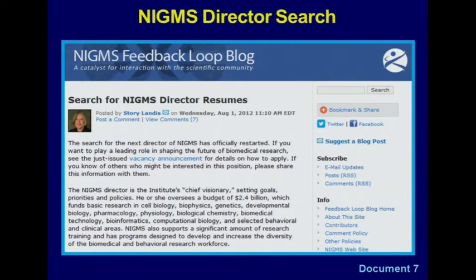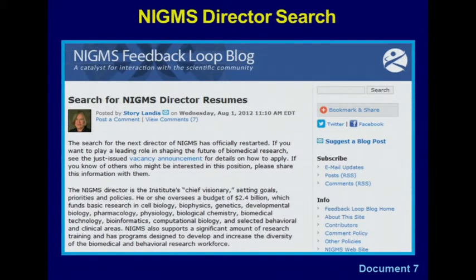Of great interest to NHGRI, the search for a new director of the National Institute of General Medical Sciences, NIGMS, is active again. In fact, the initial cutoff date for applications is October 1. Story Landis, who's the director of NINDS, and I are co-chairing the search committee. Now, because of the important collaborative opportunities between NHGRI and NIGMS, we should all, and I literally mean we should all, be highly motivated to identify outstanding candidates for this important NIH leadership position. So please send me any ideas you have about individuals that the search committee should contact. Again, the initial deadline, October 1.